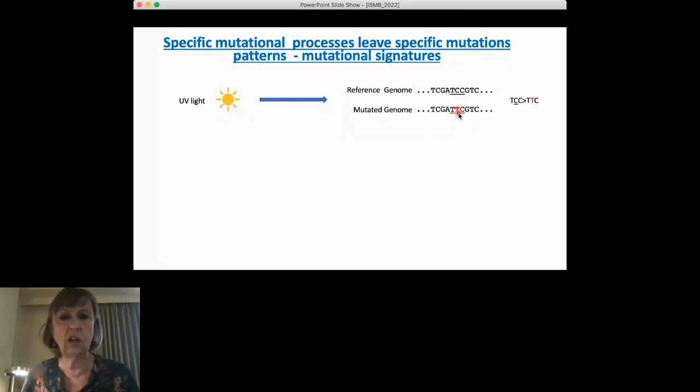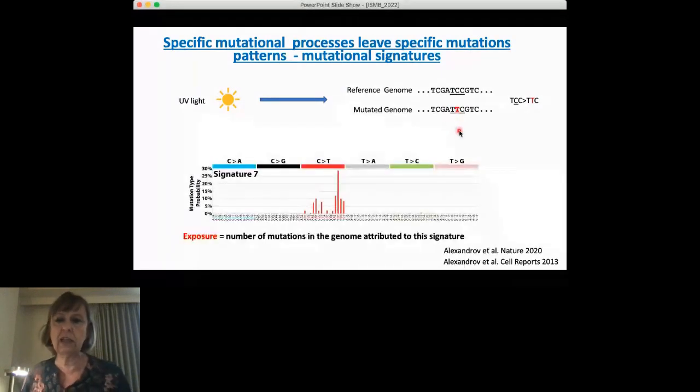UV light is not the only mutagen that has this very characteristic mutation pattern. And it's very interesting to be able to investigate those patterns and link them to their causes. In order to do so, we need to have some formal definition and representation of those patterns, and this is provided by so-called mutational signatures.